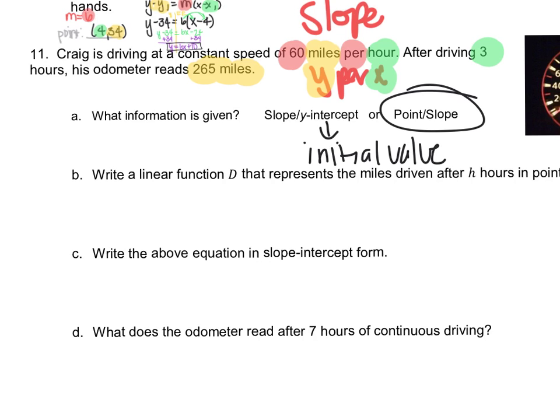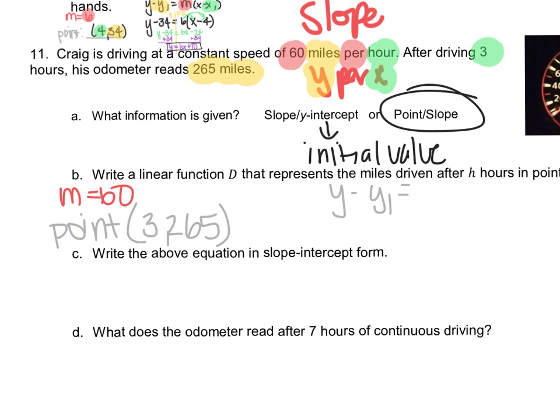So we're going to write our equation. So first we're going to write out what our point and our slope are. Well, our slope is 60, and our point is the ordered pair 3, 265. So to write the equation, we have a point and a slope, so we're going to use point slope form, y minus y1 equals m times x minus x1.